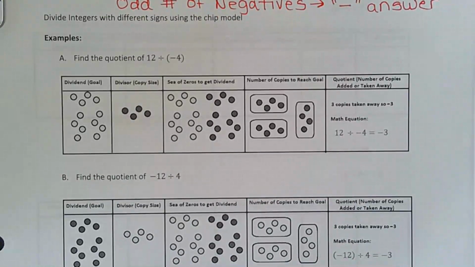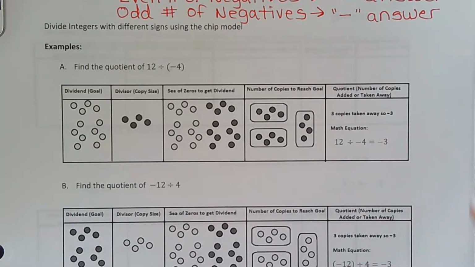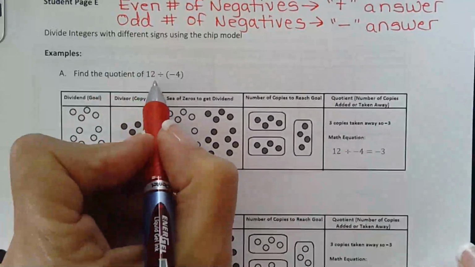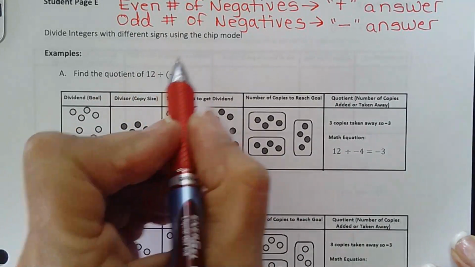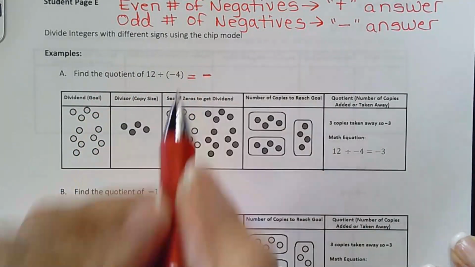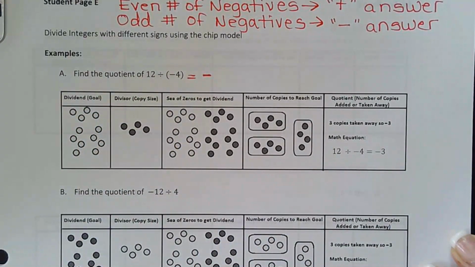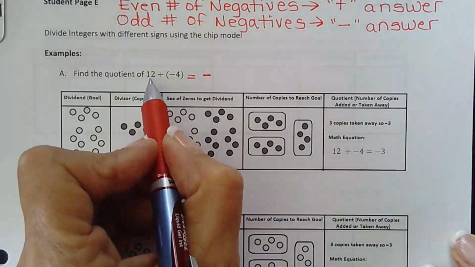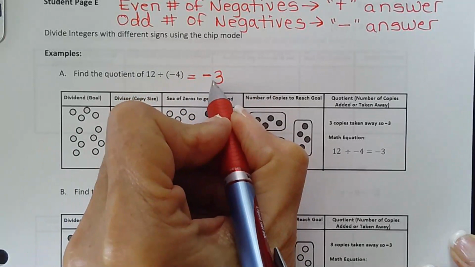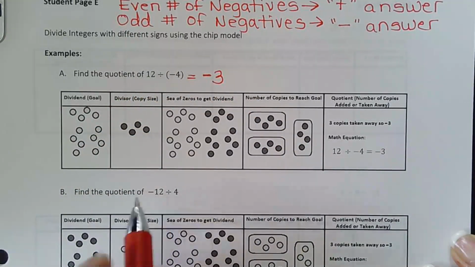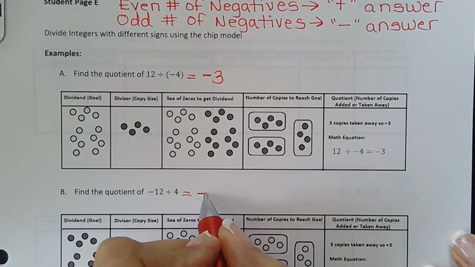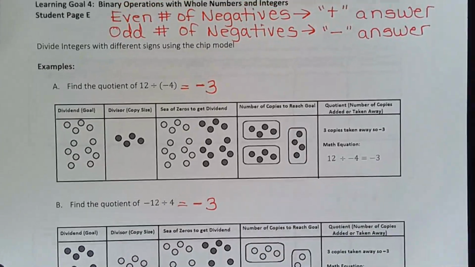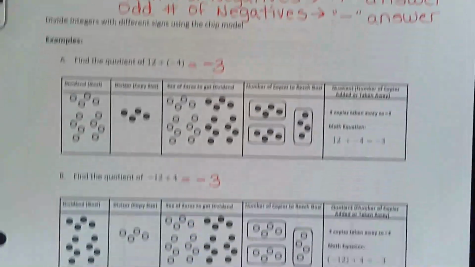So again, we're just going to continue using the rules and not use the charts to draw the chips. So here we have 1 negative. 1 negative makes the answer negative. So I do this as a two-step process, just like we did in the last video. Do the sign, then do the division. 12 divided by 4 is 3. 1 negative, again, that's an odd number, negative answer. 12 divided by 4 is 3. Okay, so figure out the sign using these rules and then do your division.